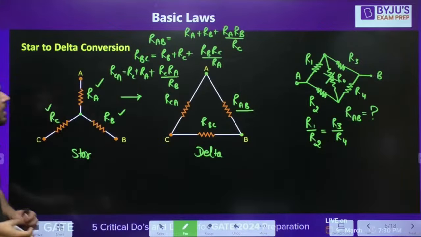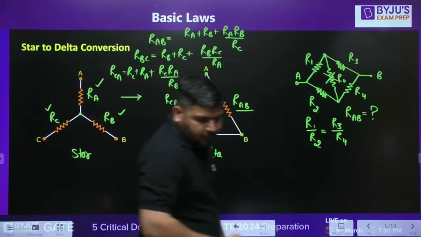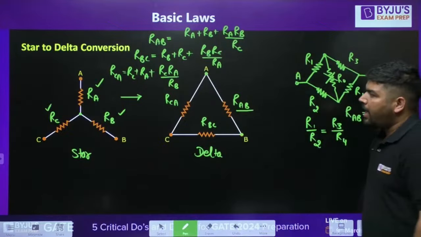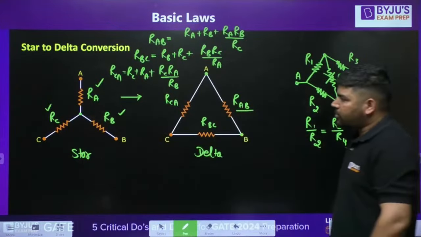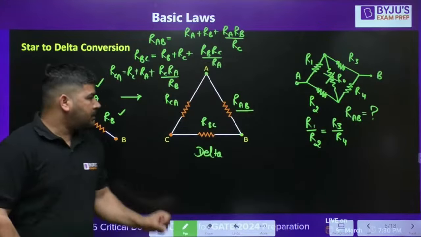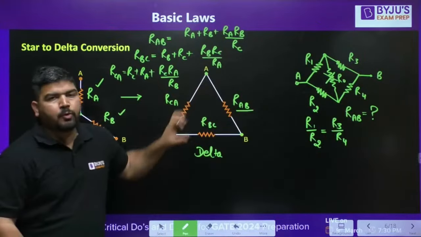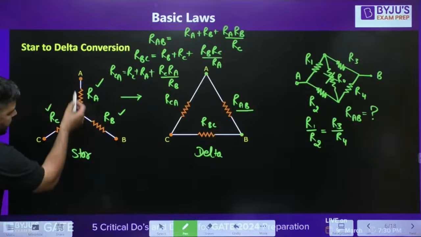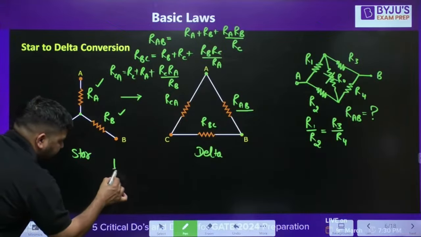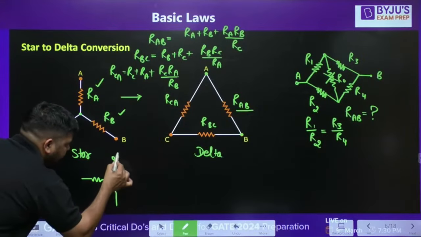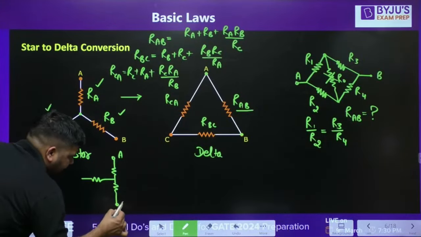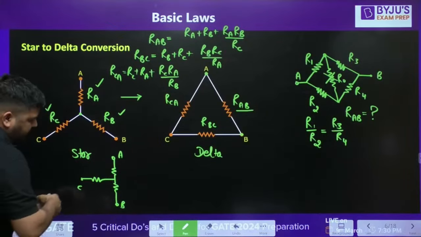Okay guys, so this way you can convert from star to delta. If the resistances are given in star, you can easily convert into delta. This is also called T to pi. This is also T, we call it T network like this. This is again, you can also call it T. This is A, this is B, and this is C. Inverted T, you can say. This is like T, na?